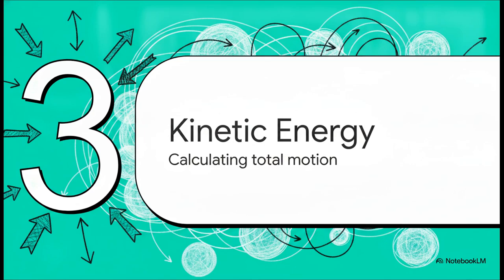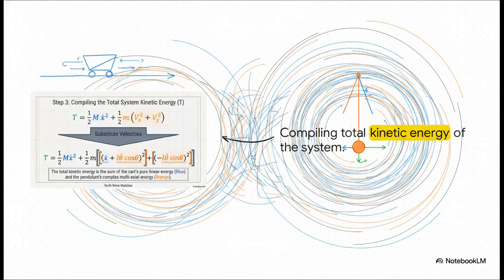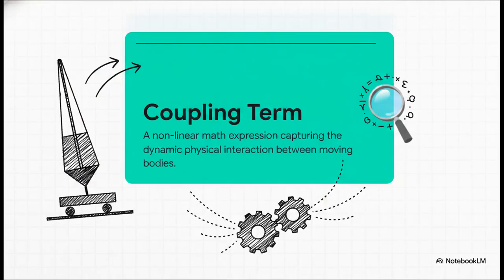Section 3. Expanding the kinetic energy. So we take those dynamic velocities we just found and we plug them straight into the standard everyday kinetic energy formula, 1/2 mass times velocity squared. That means the total kinetic energy of our system, T, is basically the sum of two parts. First, you've got the cart's pure linear energy. Second, there's the pendulum's much more complex multi-axial energy, which squares both the horizontal and vertical velocity components we just derived a second ago.